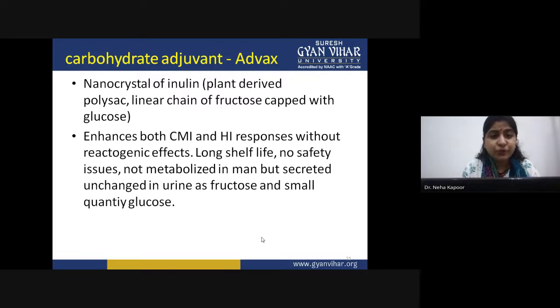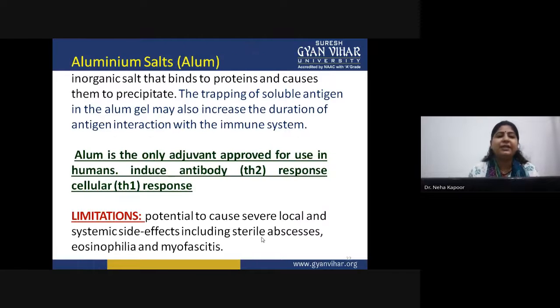The shelf life is quite long. There are no safety issues. They are not metabolized in man, but they are secreted unchanged in the urine as fructose and a small quantity of glucose. So these are the factors whenever we use carbohydrates as adjuvants.